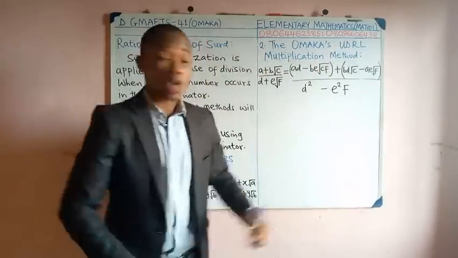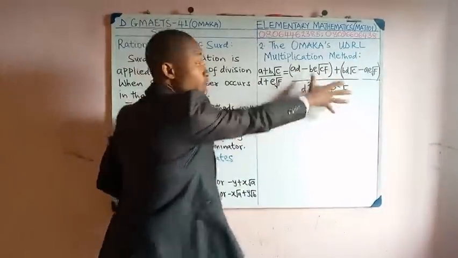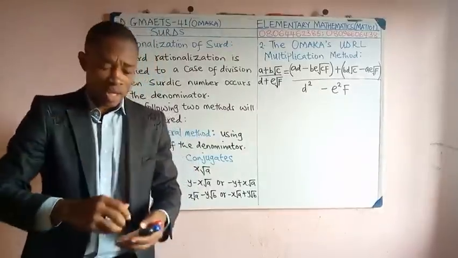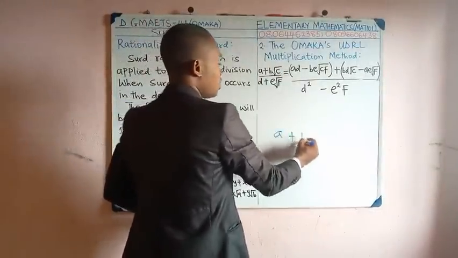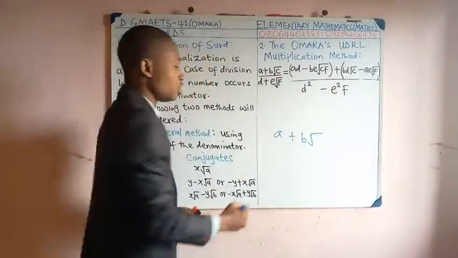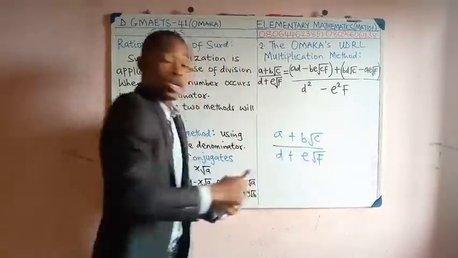We now consider the Omaker's up and down, right and left multiplication method. Okay, so this is it. It's a formula, so it's expected that you memorize it. But let me show you how it actually came about. Just imagine that we have a plus b root c. You have to go in this pattern. Remember, it's a principle, and so you need to follow it, so that you don't get into trouble. So this is how we go.